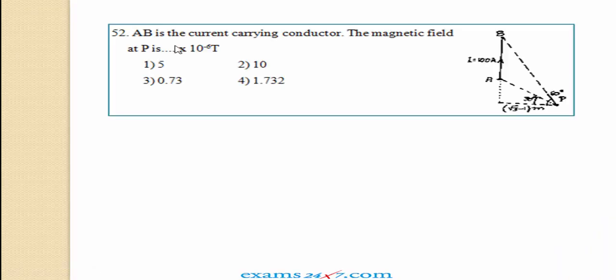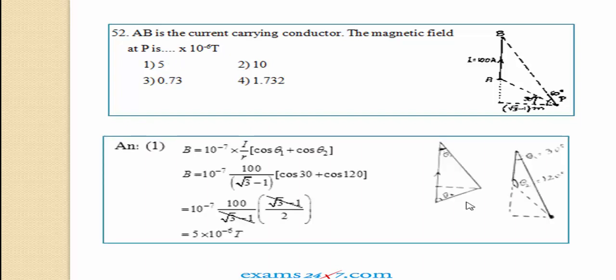Question number 52. AB is a current carrying conductor. The magnetic field at P is. Look at the diagram and options. There are two diagrams. Look at both the diagrams. We know B is equal to mu 0 by 4 pi into I by R into cos theta 1 plus cos theta 2 with reference to first diagram.